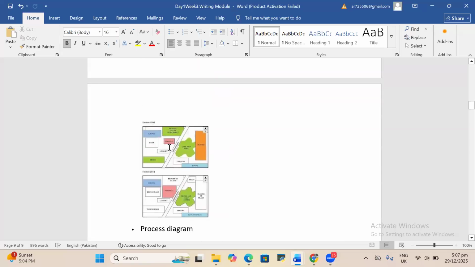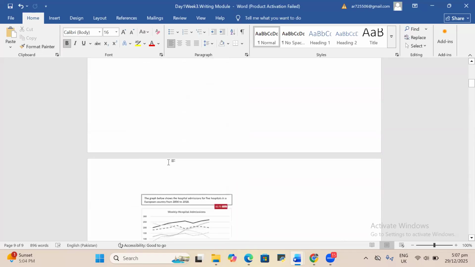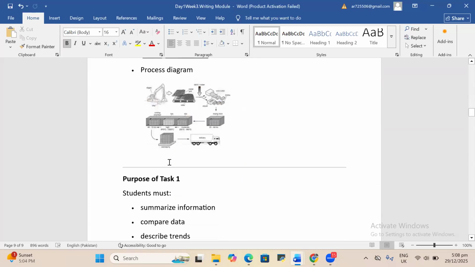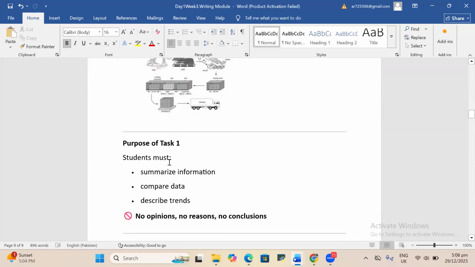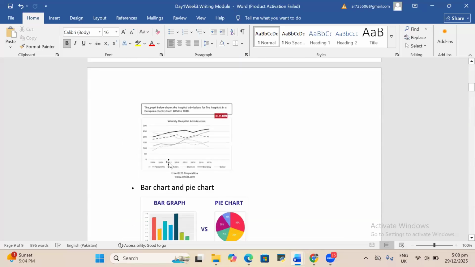First you should know the types of task 1, so then you can easily understand the important points and how we can write these types during our test. When you start writing, you should focus on some important things: summarize information, compare data, describe trends. What does it mean? For example, this is your line graph.